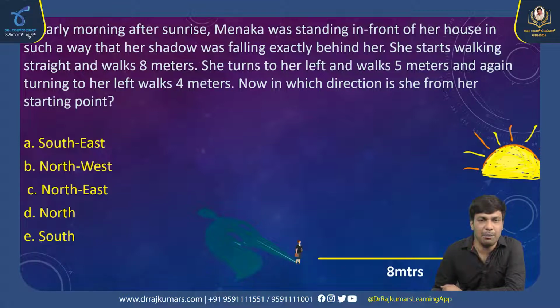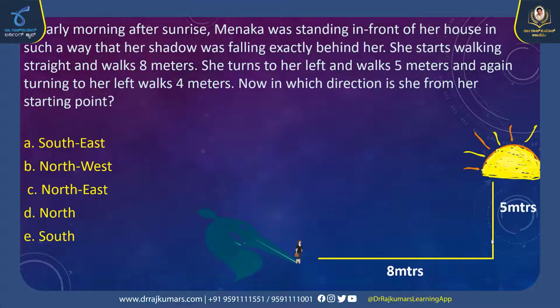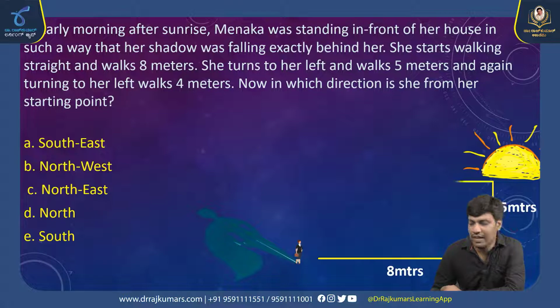After crossing 8 meters in east direction, she is turning towards her left. In east direction, left means moving topwards. By moving topwards, she travels a 5 meter distance. By traveling 5 meter distance, now she is in north direction. In north direction, again she turns to her left and walks 4 meter. In north direction, left means left itself. In left direction, she travels again 4 meter and stops there.